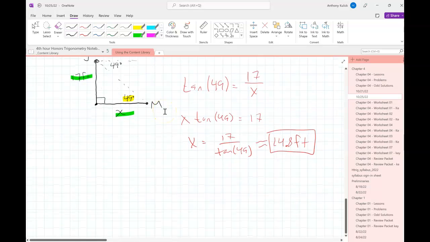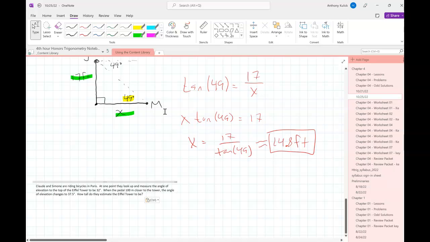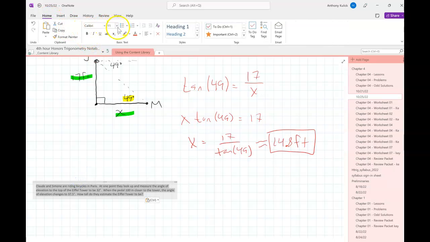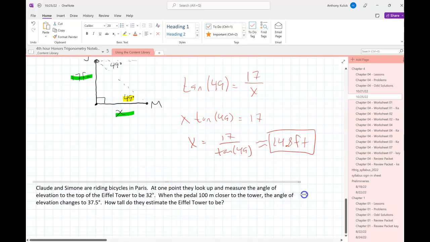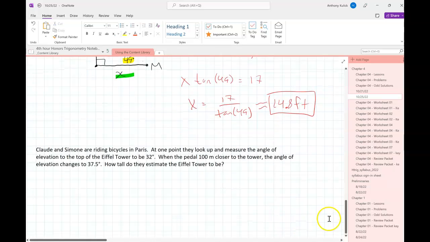Okay. So super easy, right? Pretty easy. Just regular old geometry-level right triangle trig stuff. This last one gets a little bit tricky.